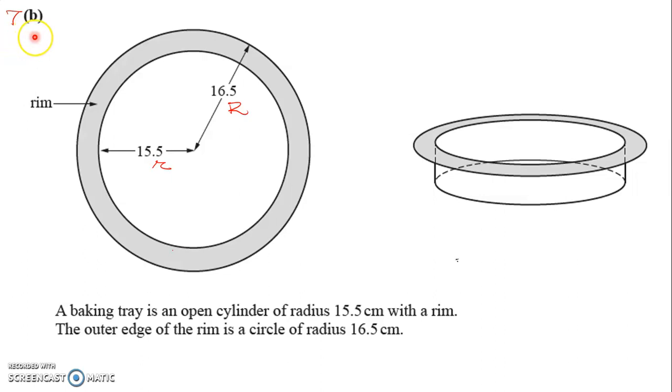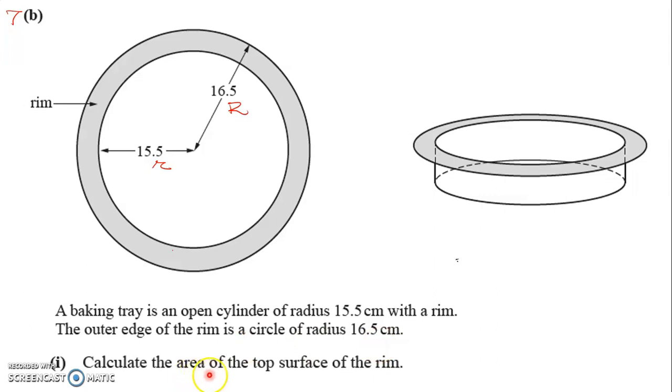This is question number 7 and its B part. It states that a baking tray is an open cylinder of radius 15.5 centimeters with a rim. The outer edge of the rim is a circle of radius 16.5 centimeters. Calculate the area of the top surface of the rim.